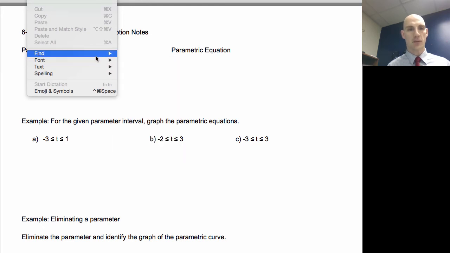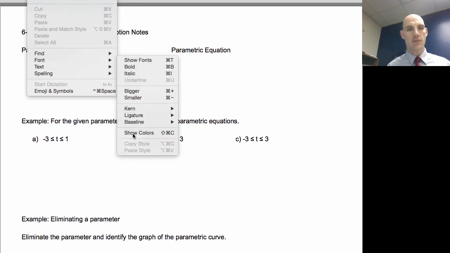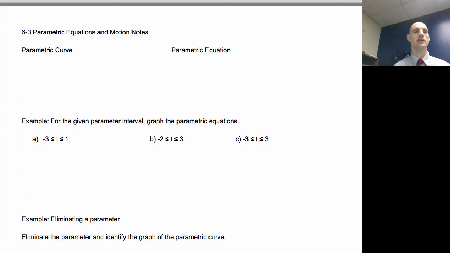Welcome back. Today we're going to talk about parametric curves and parametric equations and what that looks like to graph, what a parameter is, and just the basics of how I work with these, and how I do some things with parametrics and motion. And so here we go.